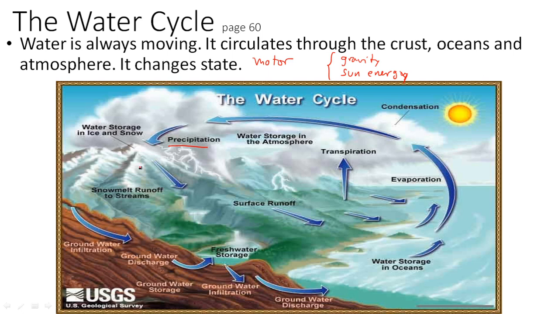The second way is infiltration. Part of the water coming from the precipitation goes inside the earth, goes inside the ground. And that process is called infiltration, okay? I usually use these arrows like water entering into the ground.